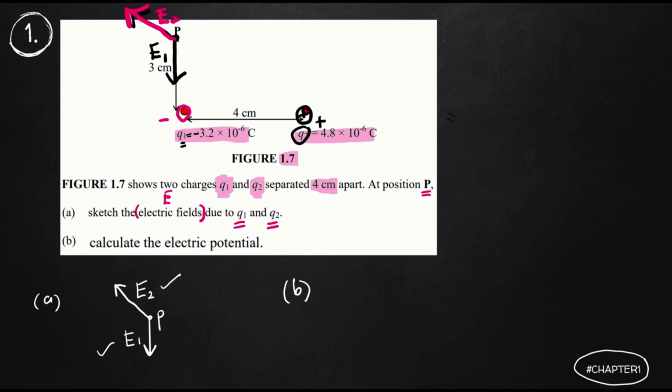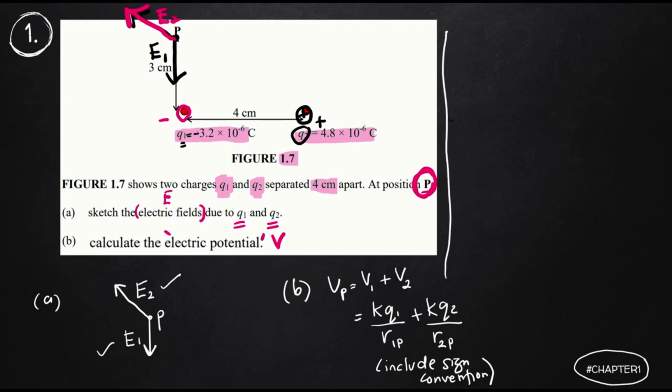For B, we have to calculate the electric potential. The symbol is V. Okay, electric potential at point P. So let us write down the equation first. Vp is equal to V due to charge number 1 plus V due to charge number 2. So we have K Q1 over R1, where R1 here is the distance from charge number 1 to point P, and K Q2 over R2 to point P. We'll continue here as we have limited space.